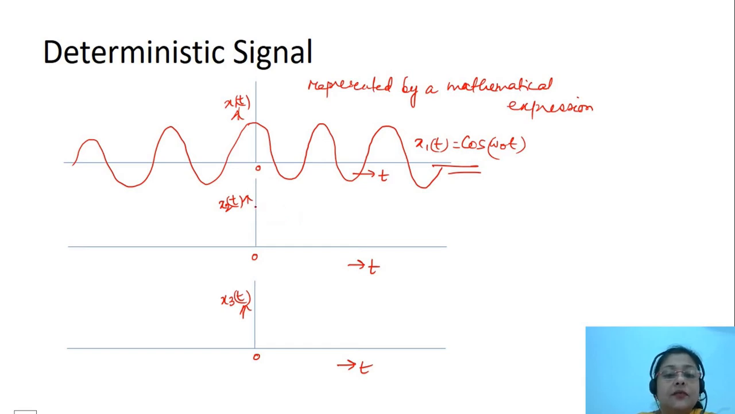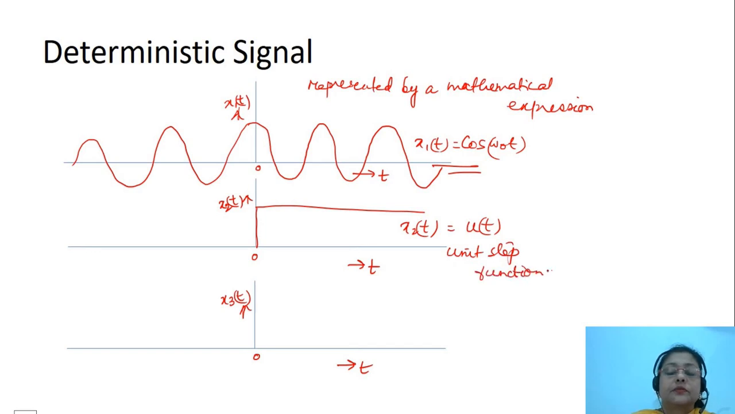Another signal, this is another signal which is a deterministic signal. x2(t) is basically u(t), or this is called a unit step function. Another signal we can have as a deterministic signal. So this is also a deterministic signal. x3(t) can be written in mathematical form as e to the power minus t. So these are all deterministic signals.